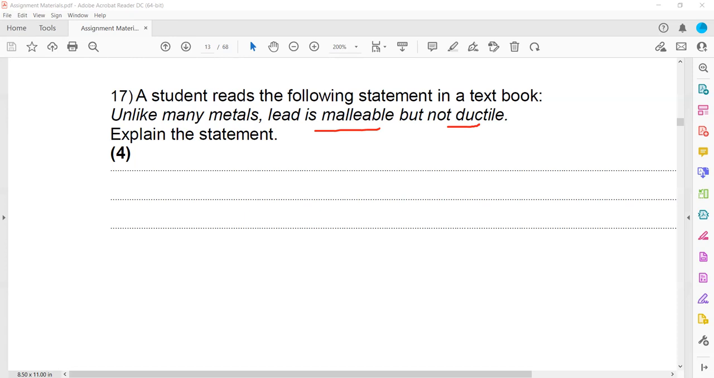So one mark is for mentioning undergo a large plastic deformation. One mark is for mentioning compression. The second mark is for ductile, large plastic deformation or permanent deformation. And again, that will be under tension or tensile force.